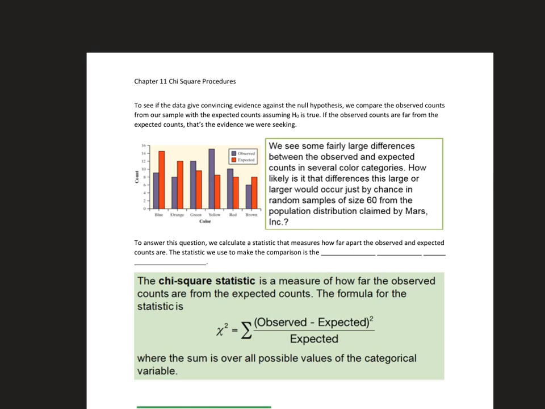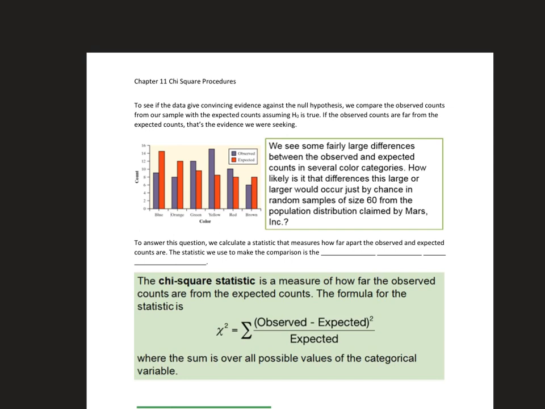To see if the data give convincing evidence against the null hypothesis, we compare the observed counts from our sample with expected counts, assuming the null is true. If the observed counts are far from the expected counts, that's evidence we are seeking. Looking at our side-by-side bar graphs here, we see some fairly large differences between the observed and expected counts in several color categories. How likely is it that differences this large or larger would occur just by chance in random samples of size 60 from the population distribution claimed by Mars?